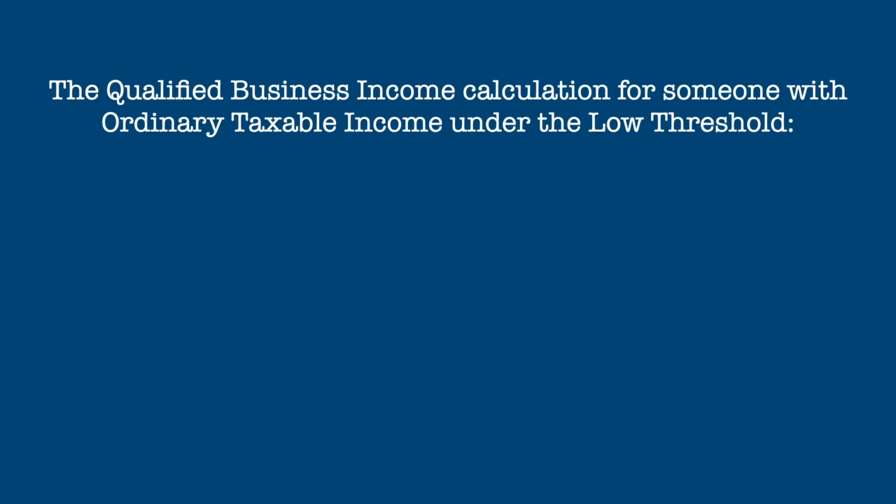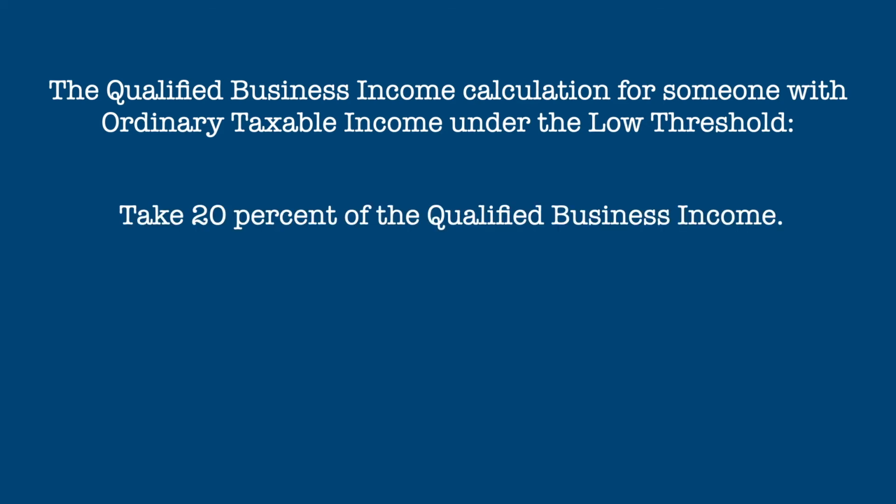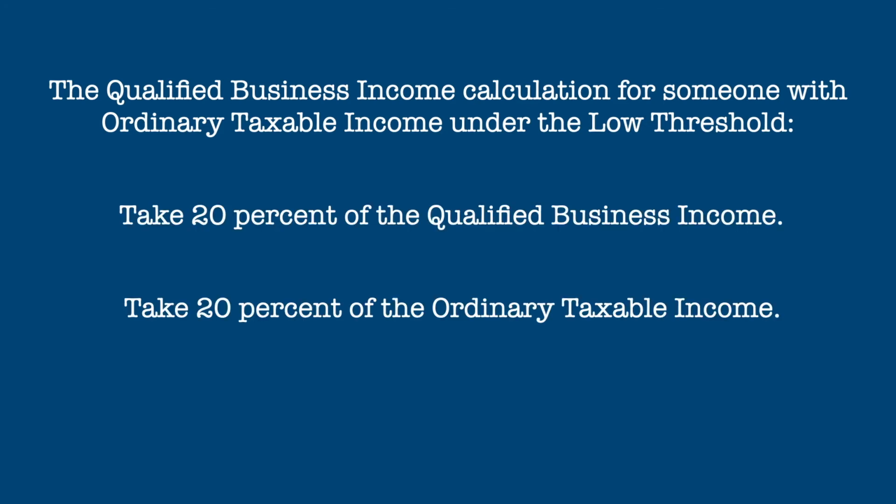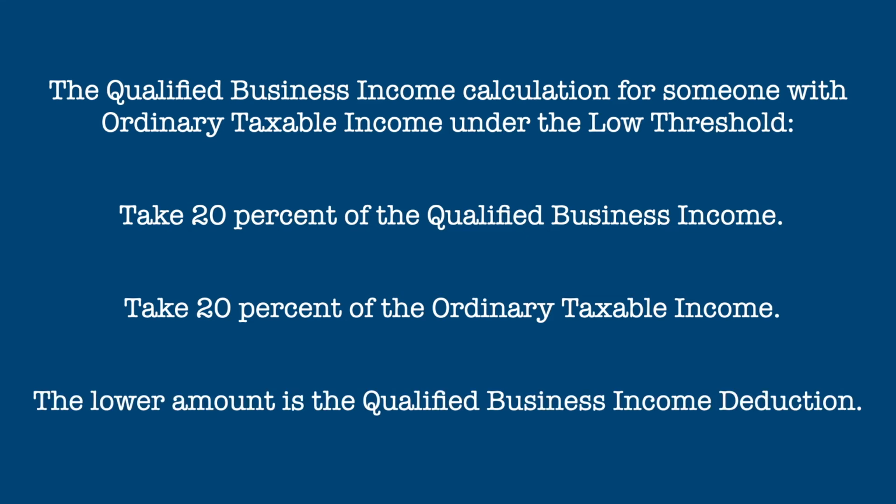So for those taxpayers whose ordinary taxable income is under the low threshold, here is how the qualified business income deduction is calculated. Take 20% of the qualified business income, take 20% of the ordinary taxable income. The lower amount is the qualified business income deduction.